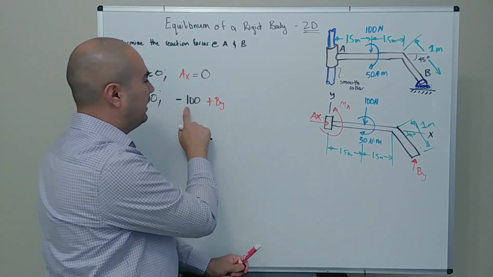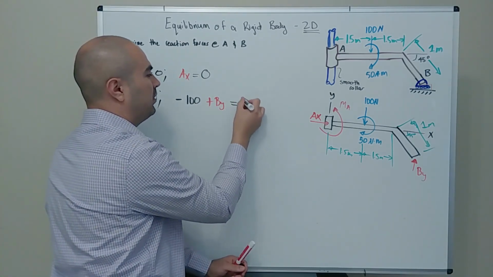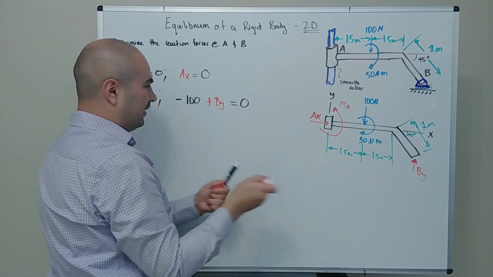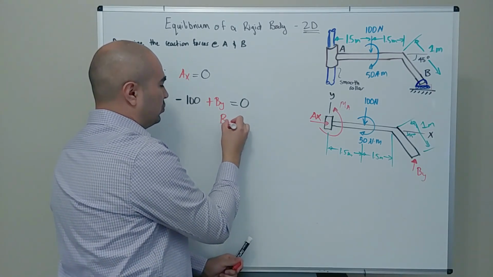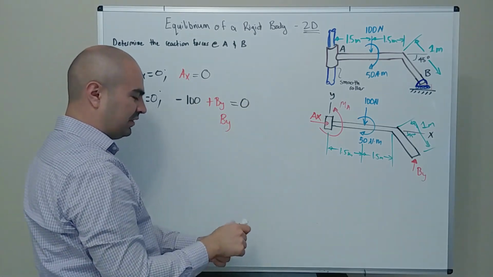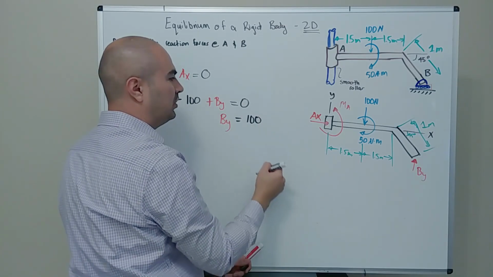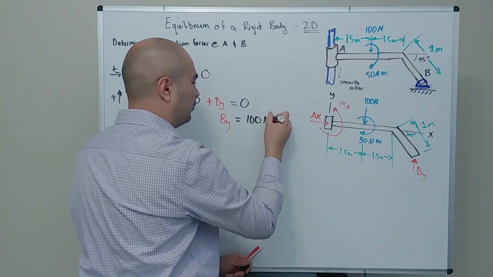And that's it. I have no other forces in the Y direction, so the sum of all of that must be equal to 0. We can solve for BY super quickly by adding 100 to both sides of the equation. So BY equals a positive 100. Notice the unit is newtons.